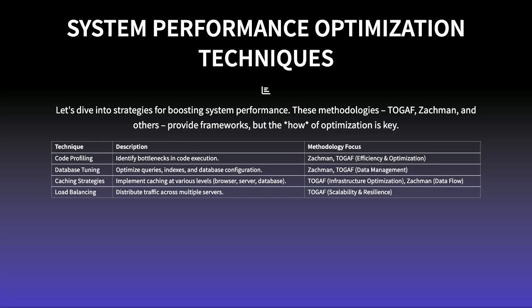Okay, let's talk about making systems run faster and smoother. When we're optimizing performance, it's really useful to have a good architectural approach. Methodologies like TOGAF and Zachman give us the what needs to be optimized, but techniques like code profiling and database tuning are where things get specific. We can use profiling tools to find exactly where slowdowns occur in our code. Database tuning is vital, ensuring queries run efficiently and indexes are properly set up. Caching helps reduce load on servers by storing frequently accessed data. Finally, load balancing distributes the workload across multiple servers, preventing any single server from being overwhelmed.